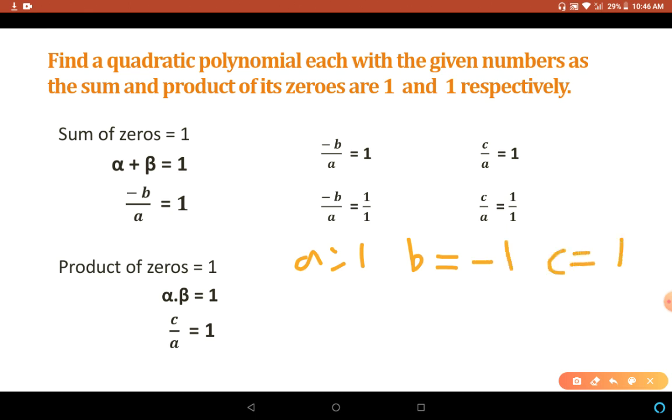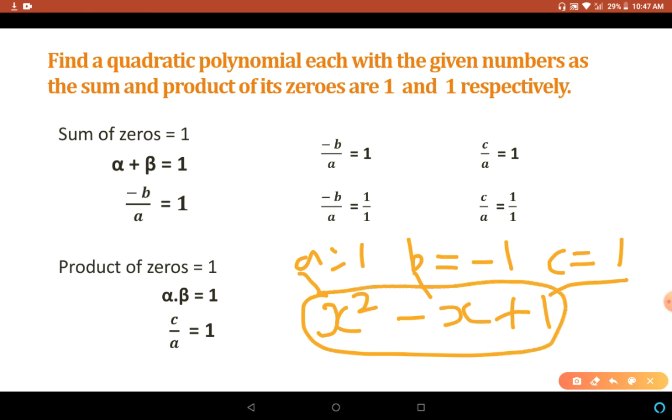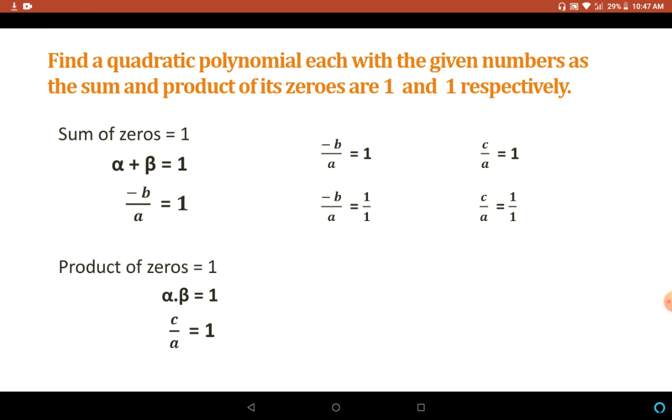So what will be my answer? Instead of ax square, I will directly substitute the values: 1x square, plus bx, that means minus x, plus c, that means 1. So value of a is 1, value of b is minus 1 and value of c is 1. So this is my quadratic equation, x square minus x plus 1.